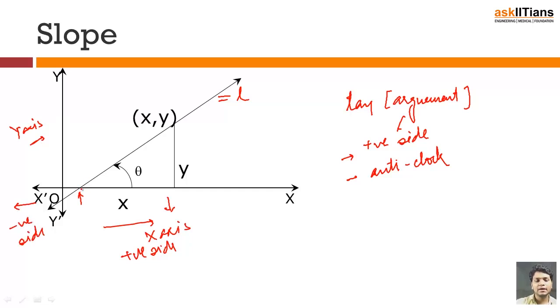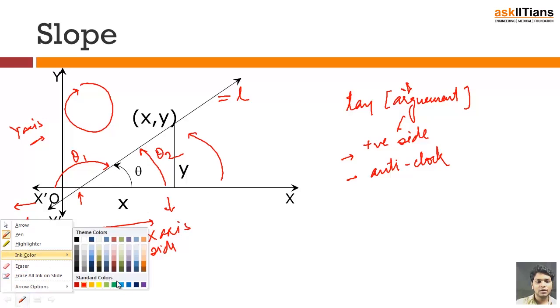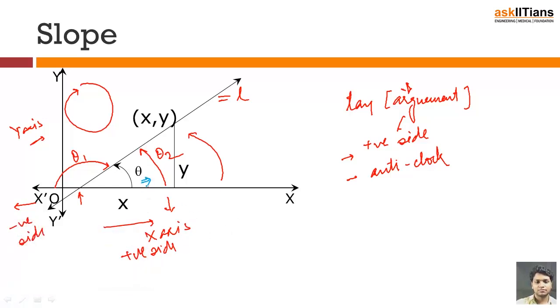So the line is making an intersection with the x-axis at this point, but at this point we can measure two angles. One is this theta 1, and this is theta 2. But you can see that the sense of measurement of this angle is clockwise, because the clock moves in this direction, and the sense of measurement for this angle is anti-clockwise, against the motion of the clock. So the tan of the argument will be the part which is measured from the positive side, and that too in the anti-clockwise sense, and the correct representative for that is this.